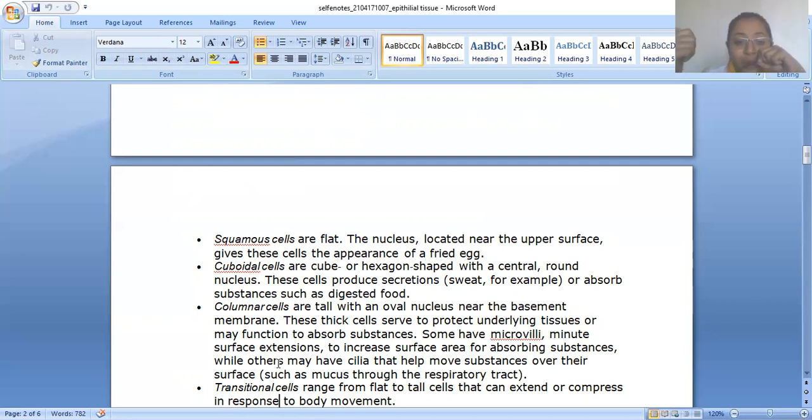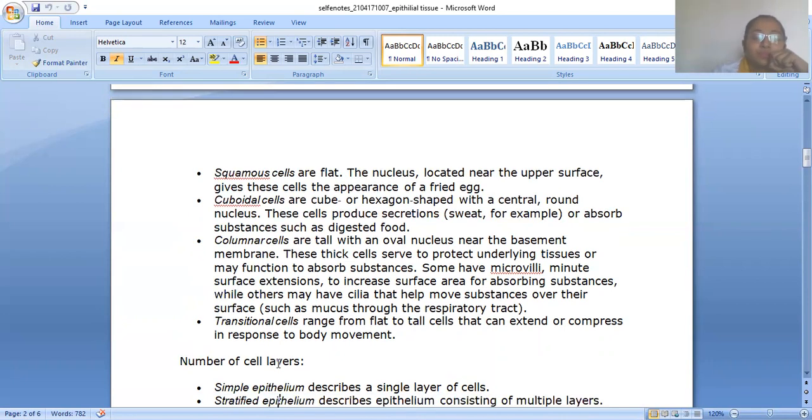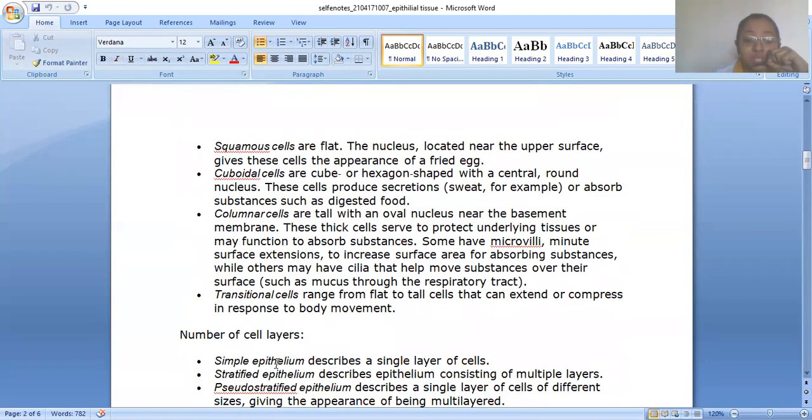Now the cuboidal, as the name suggests, they are cube shaped, hexagonal shaped. The nucleus is centrally round. Then columnar cells, they are tall in the form of columns. Oval nuclei are present near the base, at the basement membrane. Then the transitional cells. Transitional cells are flat to tall cells that can extend or compress in response to body movement. So they have the specific function of changing shape, that can be extended or compressed. That's why their name is transitional cell.